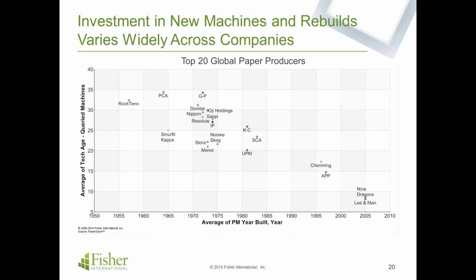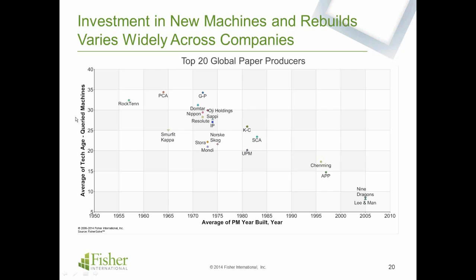Now, let me take a minute to explain this chart. I mentioned earlier that company attitudes have an impact on rebuild activity. So what we're looking at here is a view of the top 20 paper producers in the world. And the x-axis here shows us the average age, the year installed on average for their paper machines. So think of this as the actual age of their paper machines on average.